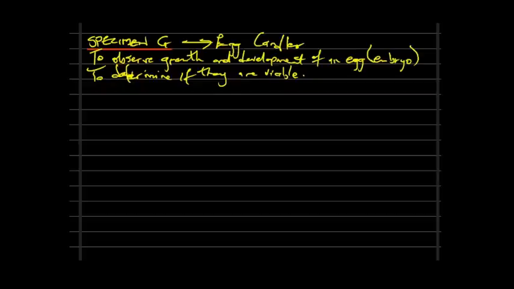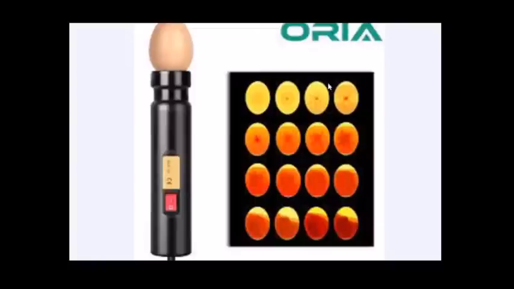Then it will have a hole at the top where the egg can stay without falling through into the box. It will permit light to go into the bulb, preventing the egg from falling through. So this is an example of the candler that we're talking about.